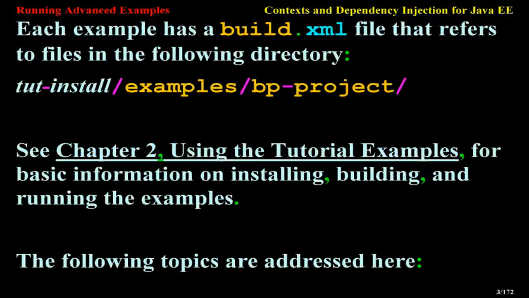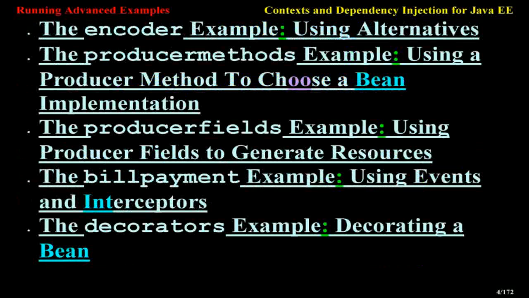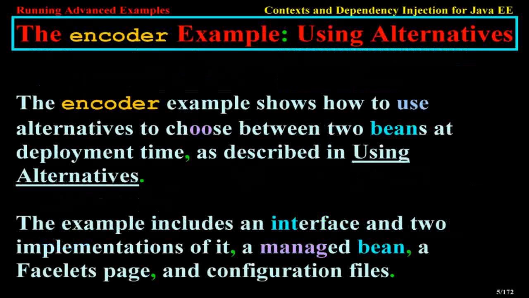The following topics are addressed here: the encoder example, using alternatives; the producer methods example, using a producer method to choose a bean implementation; the producer fields example, using producer fields to generate resources; the bill payment example, using events and interceptors; the decorators example, decorating a bean. The encoder example: using alternatives.